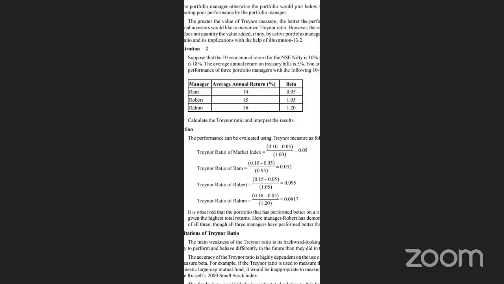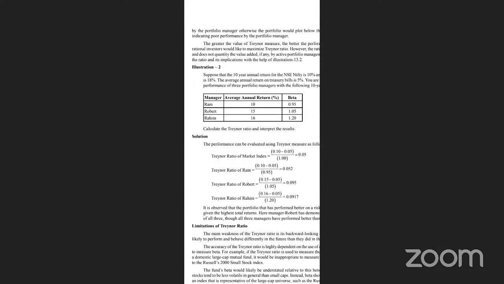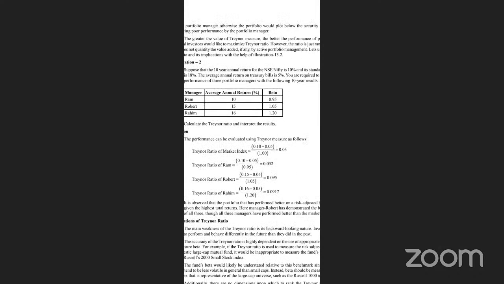That's it. So RP we know is 10%, beta we know. For Ram and Robert, 15% minus 5% divided by 1.05. Rahim, 16% minus 5% divided by 1.20. So we got the Treynor ratio for Ram 0.052, for Robert 0.09, and for Rahim 0.09.